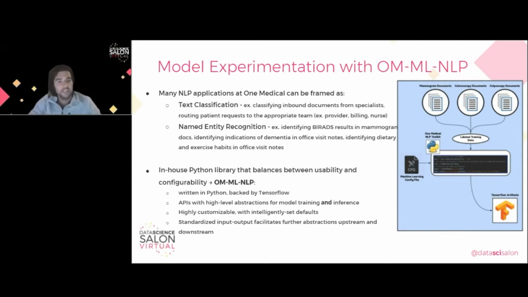For text classification, think things like classifying inbound documents from specialists or routing patient requests to the most appropriate team, for example, the billing team or the provider team. For named entity recognition, think about extracting BI-RADS results from mammogram documents, identifying indications of dementia within office visit notes, or identifying dietary and exercise habits in office visit notes.